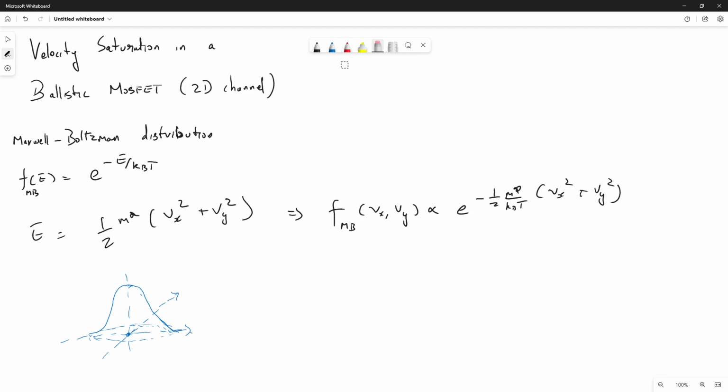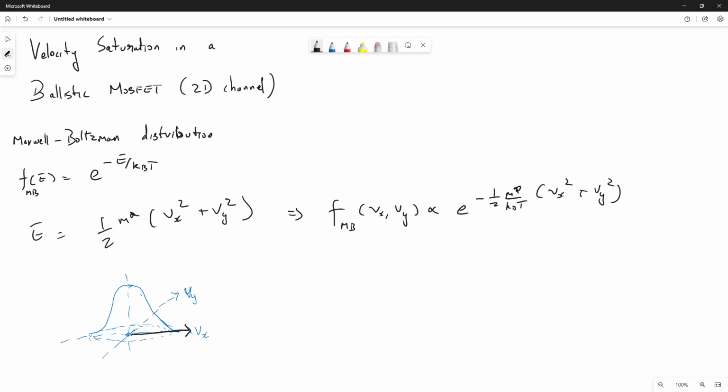Okay, so this is the Vx and the Vy axis. This is the Vy axis and this is the Vx axis. That implies for positive Vx, the electron is moving in the positive x direction. For negative Vx, the electron is moving in the negative x direction. For positive Vy, the electron is moving in the positive y direction. And for negative Vy, the electron is moving in the negative y direction. Is that clear?